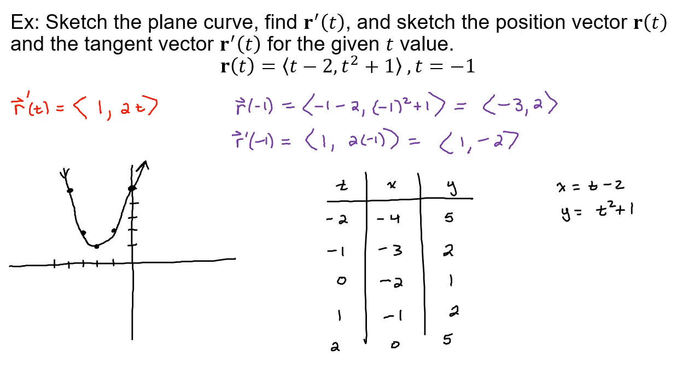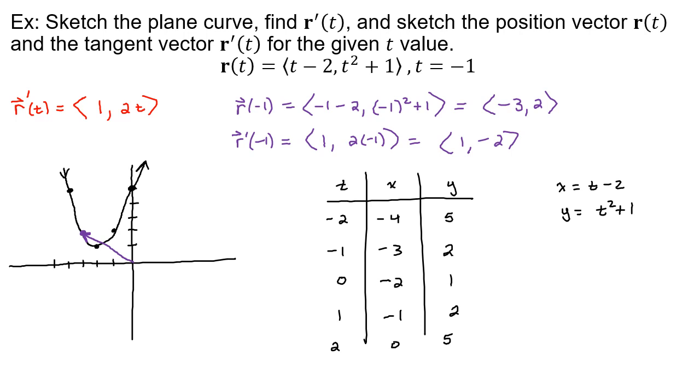The derivative and such tell you all sorts of things. So the r at -1 is -3, 2. That is my vector going to that point at -3, 2. So we're aiming for this point. And so we'll have a vector that goes from the origin out to that point. So there's my vector. That's my r(-1).